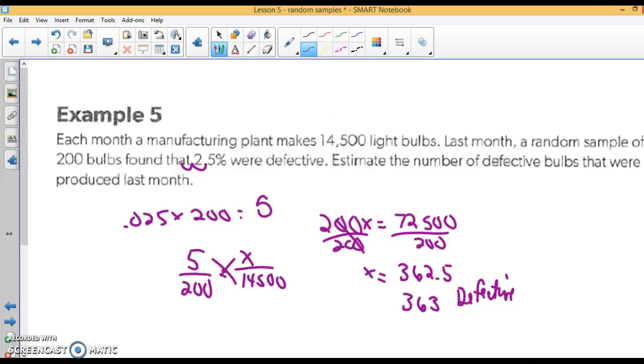And it is quicker, and it is easier. If we know that 2.5% of the bulbs are defective, couldn't I just multiply 2.5% times 14,500? So 0.025 times 14,500. Get exactly the same thing. And that's probably quicker, but you can change it to a proportion if you want.